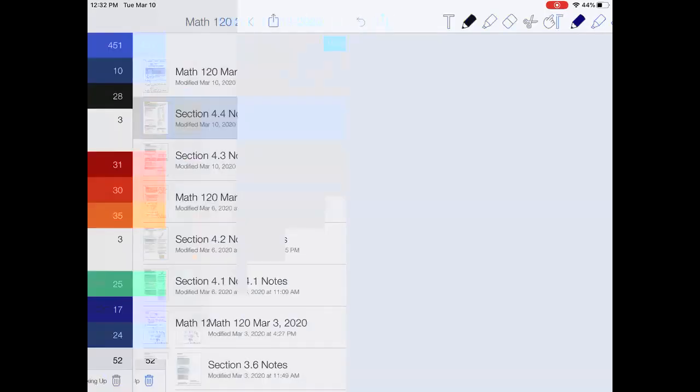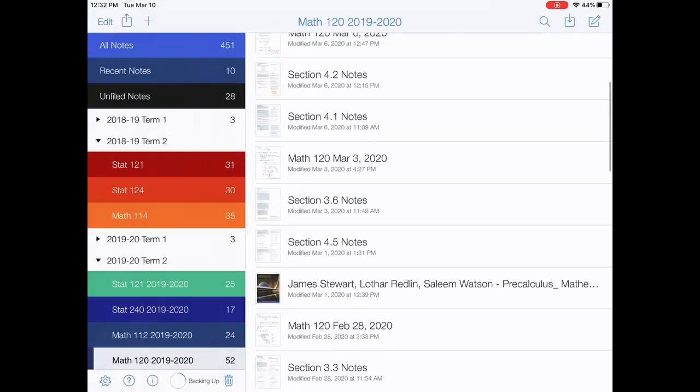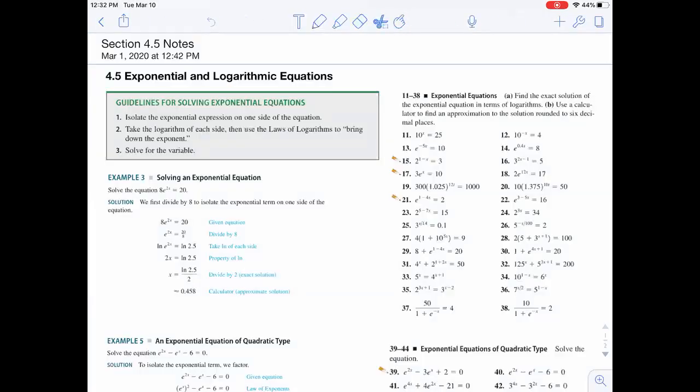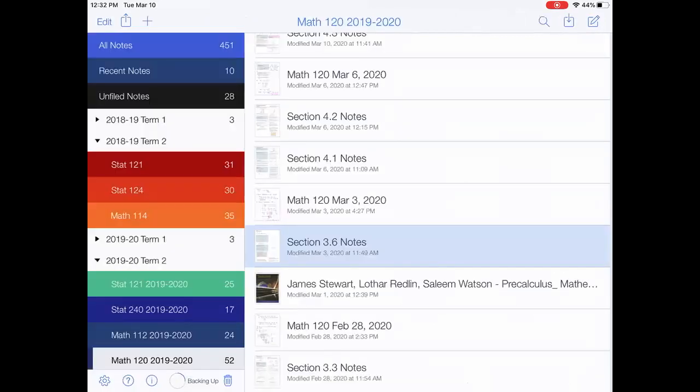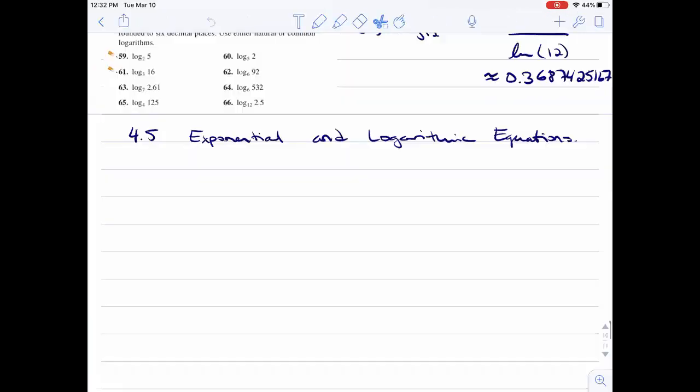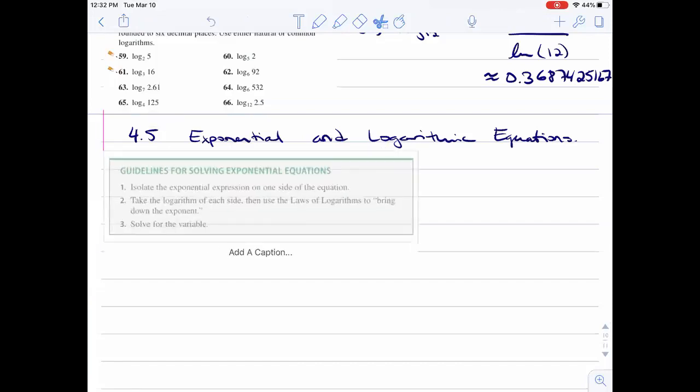So 4.5 is called exponential and logarithmic equations. You've got it on your handout. Oh, not in section 4.4, it's in 4.5. But I'll just bring it in so we've got it.